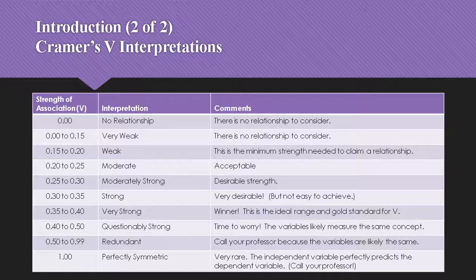And here we have Cramer's V interpretations, where 0 is interpreted as no relationship. There's no relationship to consider at all, whereas 1 is perfectly symmetric. The independent variable perfectly predicts the dependent variable. You'll notice another comment that says this is extremely rare, call your professor.